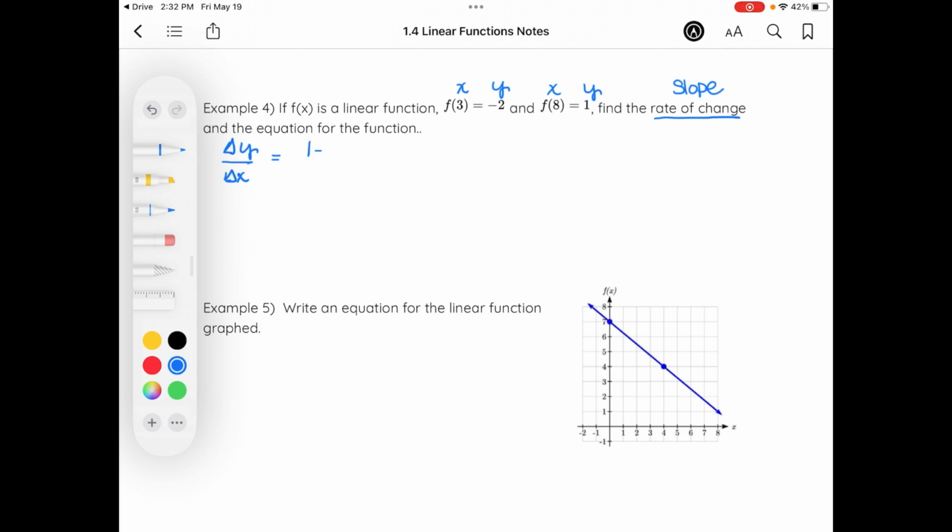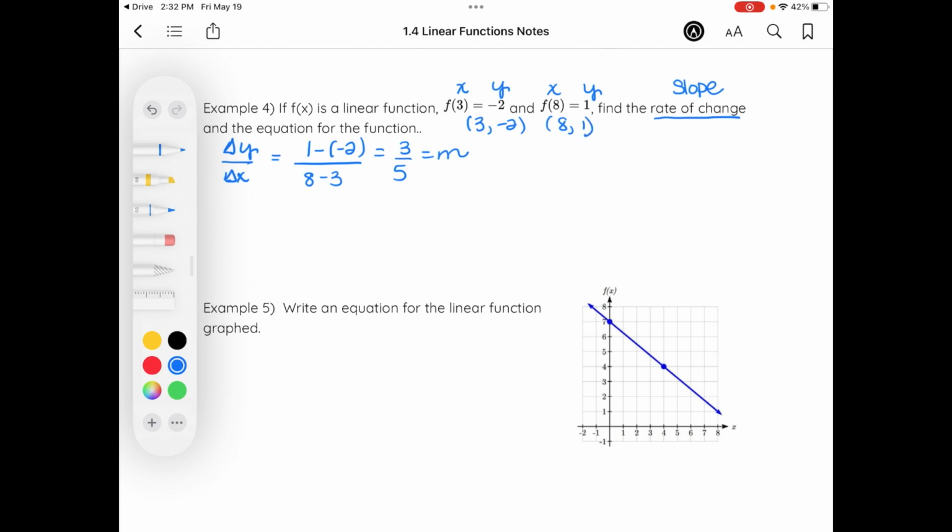So I'm going to have 1 minus -2 over 8 minus 3, which gives me 3/5, and this is my slope. Now I also need to write an equation. I have 2 points here that I could refer to.